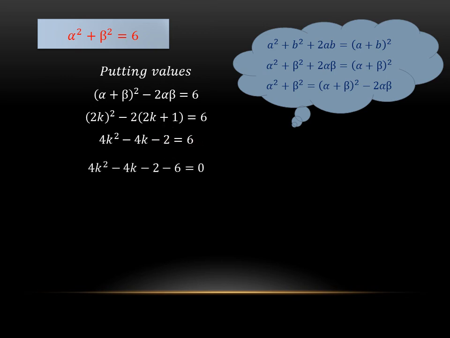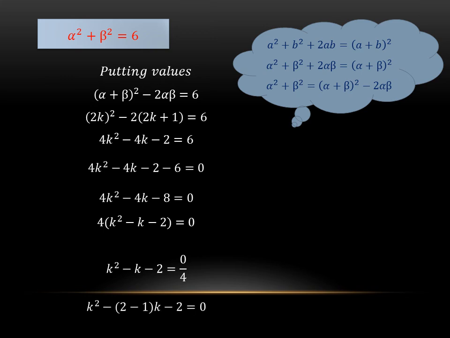Taking 6 to the other side of the equation, it will become minus 6. The equation will become 4k square minus 4k minus 8 is equal to 0. As you can see, 4, 4 and 8, we can take 4 as the common factor. So the rest of the equation will become k square minus k minus 2 equals 0. Taking 4 to the other side of the equation, it will be omitted. So the equation, we will apply any of the methods. The formula can't be applied because it is not in the square form.